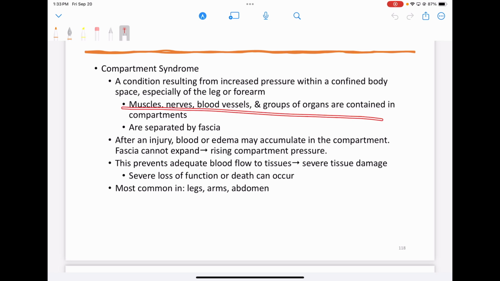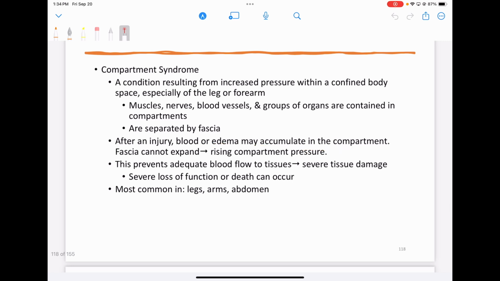All muscles and area blood supply are all in these compartments. They're separated by fascia. So fascia is that layer over all the muscles. Massage techniques are trying to make that fascia relax, and that allows your muscles to relax. When you feel like muscle knots, that's the fascia at work. After you have an injury, blood or edema may accumulate in that compartment. Your fascia can't expand, and you get compartment pressure. Okay. It prevents adequate blood flow to the tissues and causes severe tissue damage. Loss of function or death can occur.